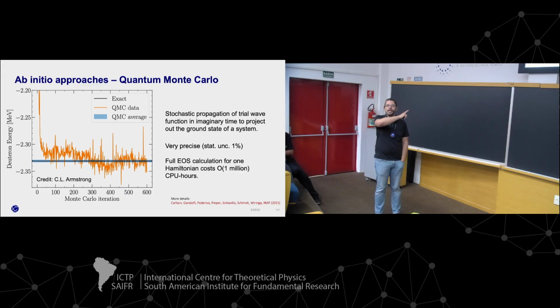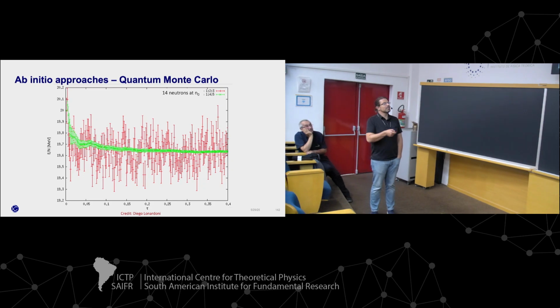Sorry, that's for one Hamiltonian. So the black is not the experimental line. The black is the exact result for this Hamiltonian. And this Hamiltonian overbinds the deuteron. It's just an example. Thank you, good question. Any other questions?